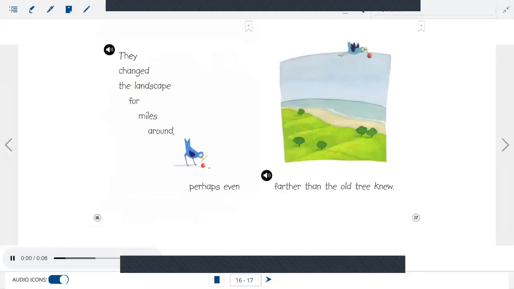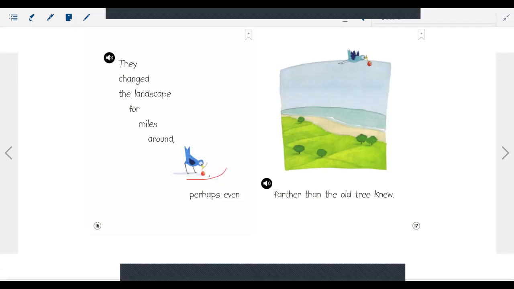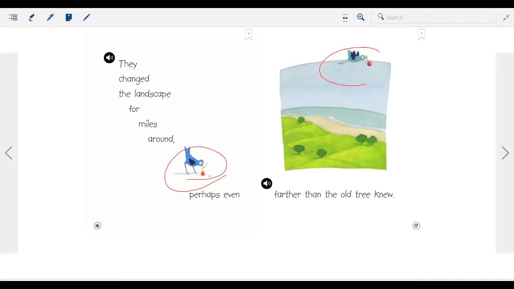They changed the landscape for miles around. Perhaps even farther than the old tree knew. So let's look at this illustration, the picture. Where does the bird take the seed? So if we look at the bird picking up that seed, where's the bird over here taking the seed? All the way to the ocean, far away.